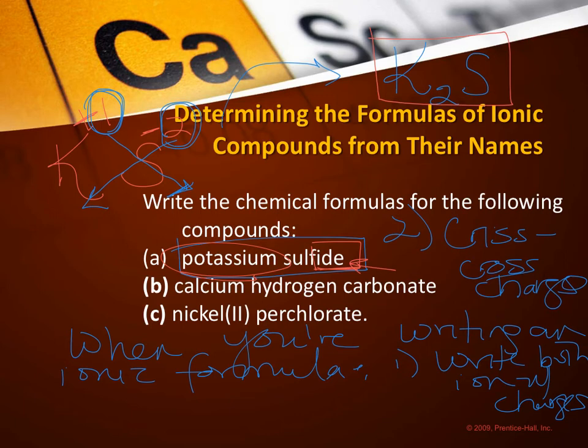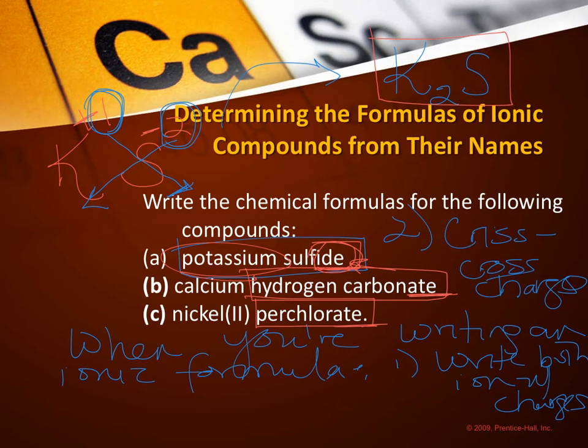Before you try the other ones, I want to point out hydrogen carbonate is a polyatomic, so you're going to have to look that up. Perchlorate is too. How do you know just by looking that they're polyatomic? Well, if they don't end in -ide, they're not an element. They're not a single element, I mean. So notice how these end in -ate, so that means they're both polyatomic ions.